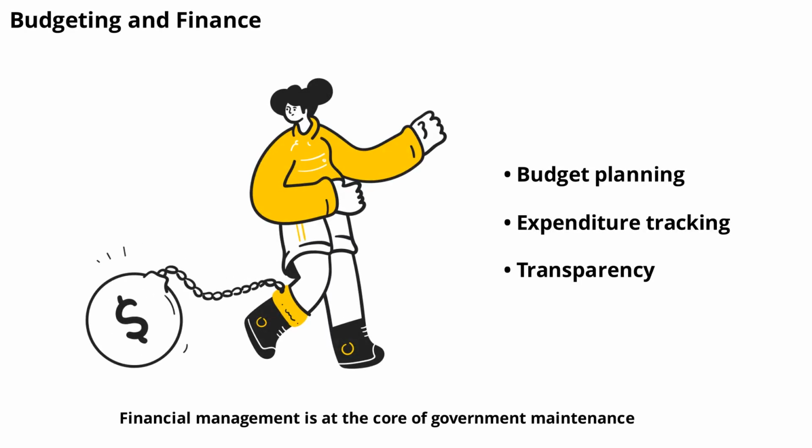Financial management is at the core of government maintenance. Governments must plan, allocate, and monitor budgets to ensure resources are used effectively. This involves setting priorities, tracking expenditures, and auditing accounts. Transparent financial practices help prevent corruption and build public trust. Regular financial reviews and adjustments allow governments to respond to changing needs and economic conditions, keeping the system resilient.